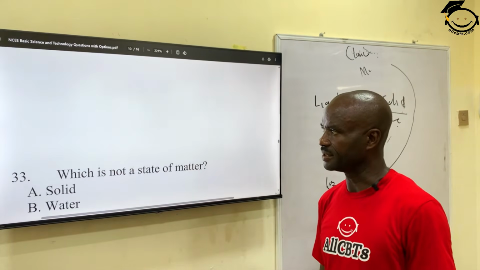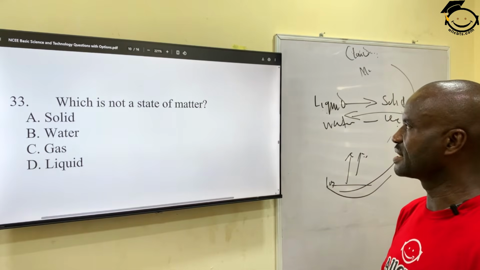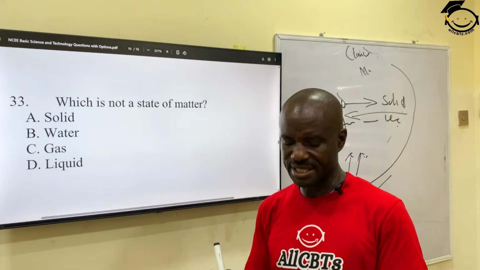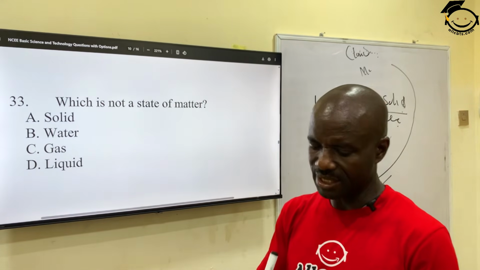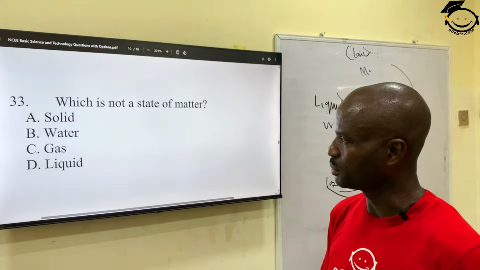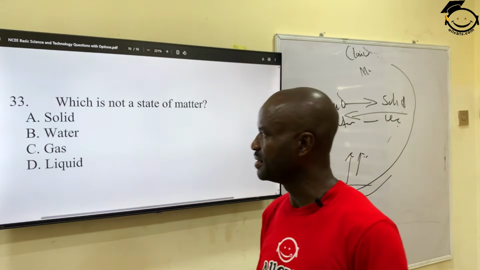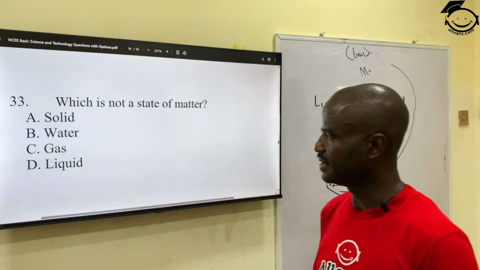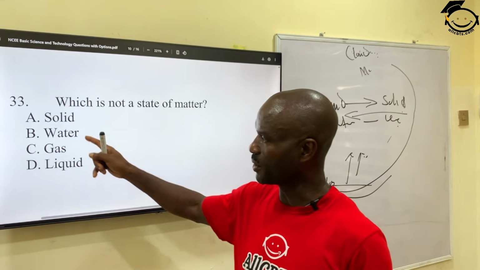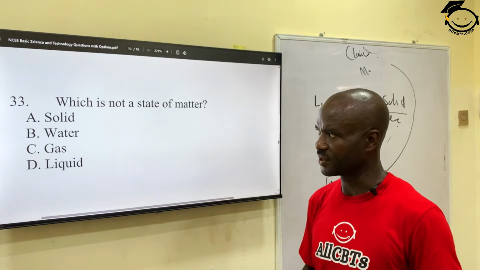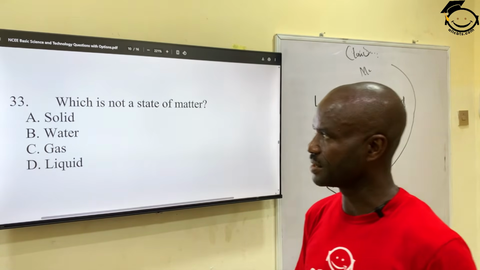Question 33. Which is not a state of matter? We have the three states of matter: solid, liquid, and gas. So which of them is not an option here? A, solid. B, water. C, gas. And then D, liquid. The odd among them is water. Water is not a state of matter. So the correct answer is B.